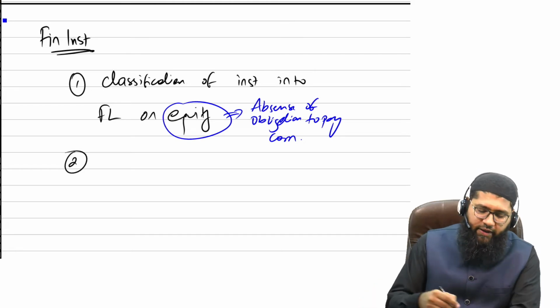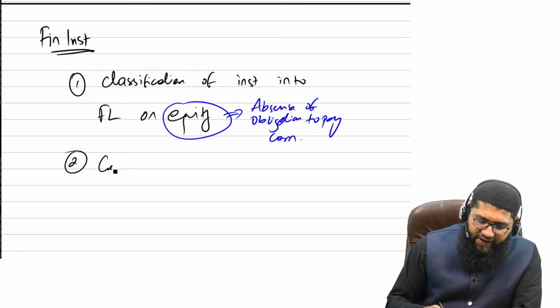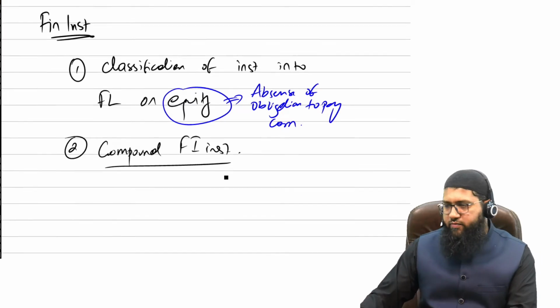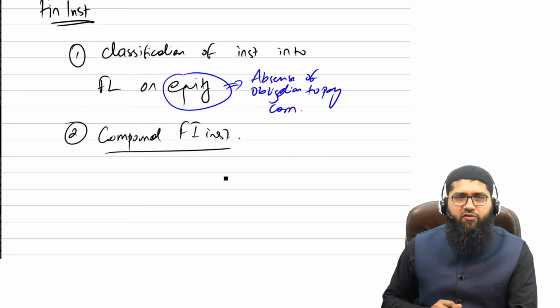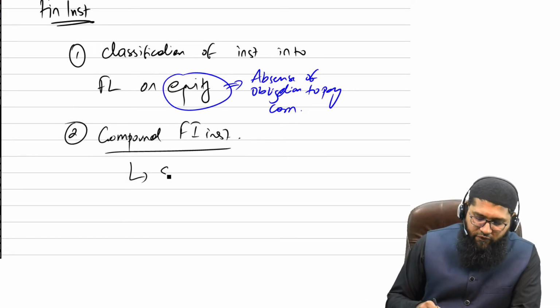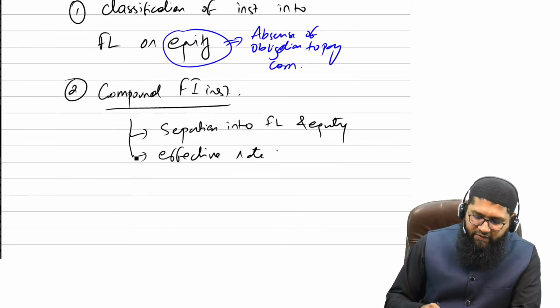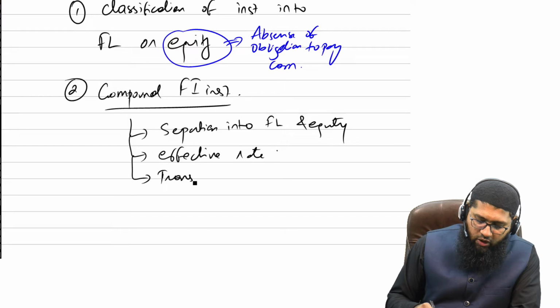That's an important area. The second thing is about the compound financial instrument, how exactly you are going to account for it. There are two, three things with respect to compound financial instruments. First of all, the separation into financial liability and equity. The second thing is that you should learn how to calculate the effective rate. At times there is another thing, which is the transaction cost.